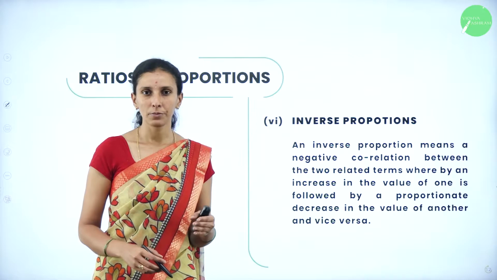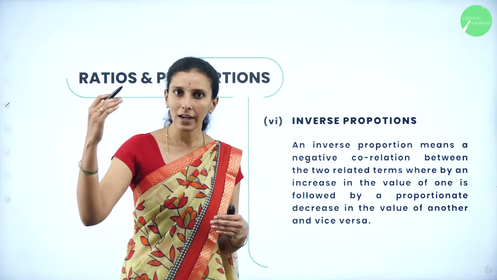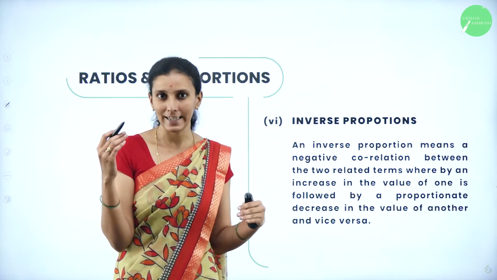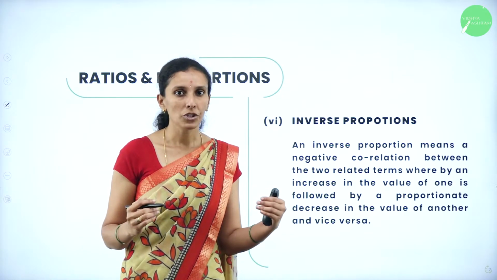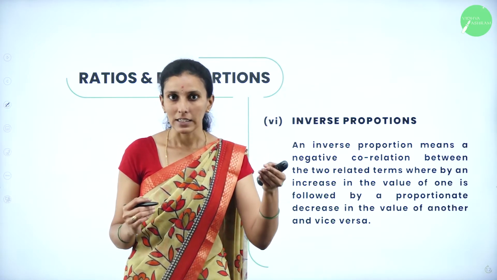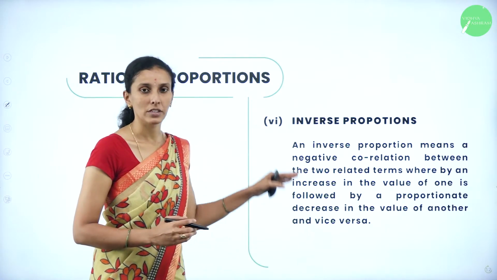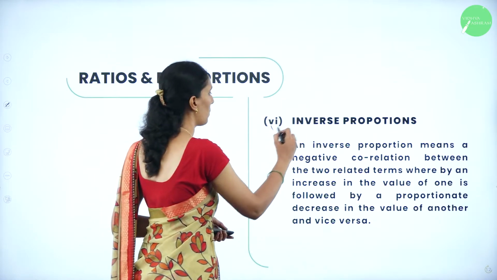Next, we have inverse proportion. As the name itself says, if the quantity of one value increases, the proportional value of the other decreases. Similarly, if the quantity of one value decreases, the proportional value of the other increases. So this combination of ratios as proportion is called inverse proportion.